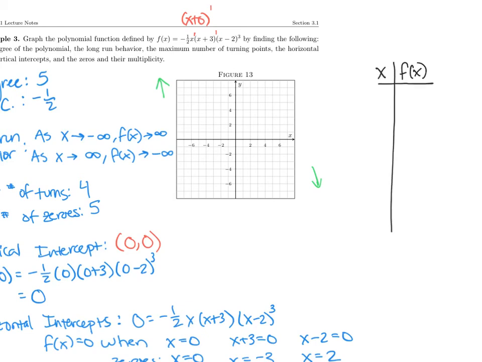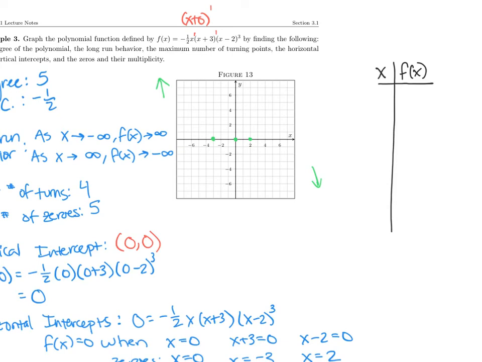So let's plot the points that we already know. We already know that we're going to have 3 horizontal intercepts, 1 when x is 0, 1 when x is negative 3, and 1 when x is 2. And then our vertical intercept is the 0, 0 point, so we're good there.